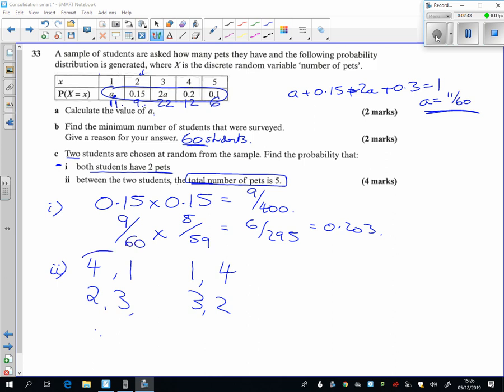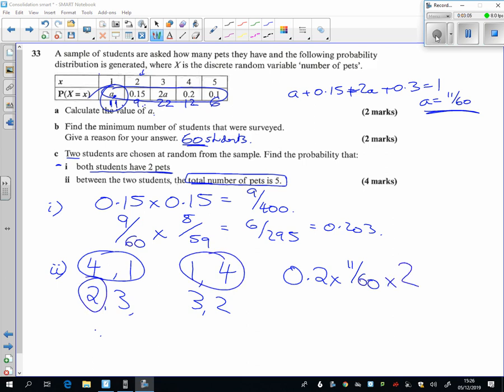So 4 and then 1. The probability of having 4 was 0.2, and the probability of having 1 was A, which is 11 over 60. And this one here is just the reverse of that, so I'm just going to times that one by 2. The chance of having 2 pets was that one there, so that's 0.15. And the chance of having 3 pets is 2 A's, so that is 22 over 60. And again, we can do that backwards as well, so I can times that one by 2 as well.